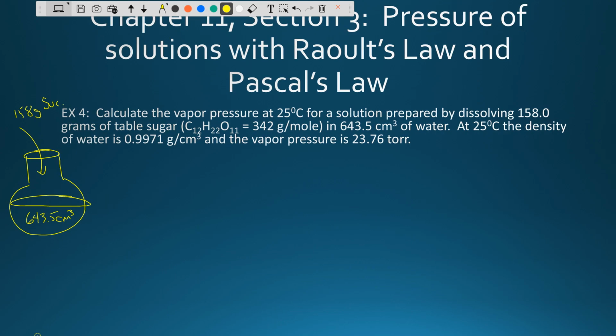Remember that the water in the entire solution is going to try to evaporate up. I want to know the pressure of my solution. That's going to be a function of my mole fraction of water times my vapor pressure of water.